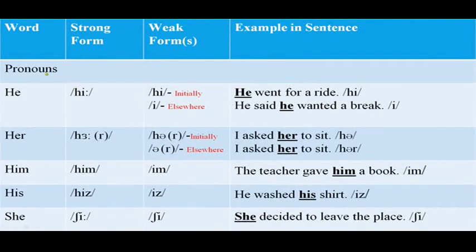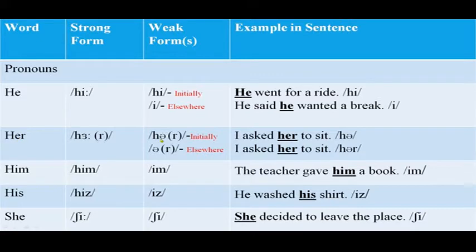We come to the pronouns now. He is pronounced as he when it is placed initially in a sentence, and in other positions her is kept silent and only the short e is used for he. So in this particular sentence, he said he wanted a break. So in this case it would be the first option. He said he wanted a break.